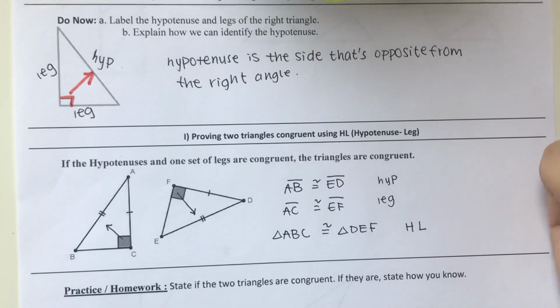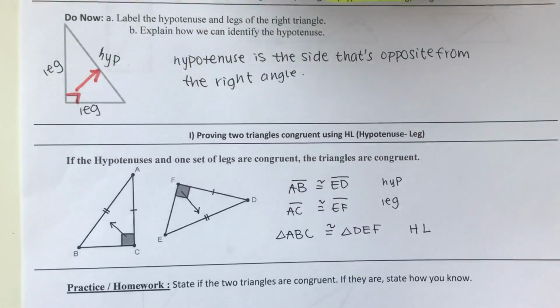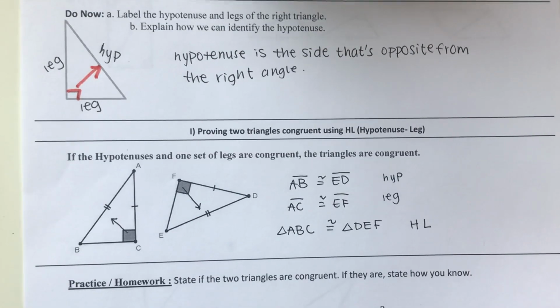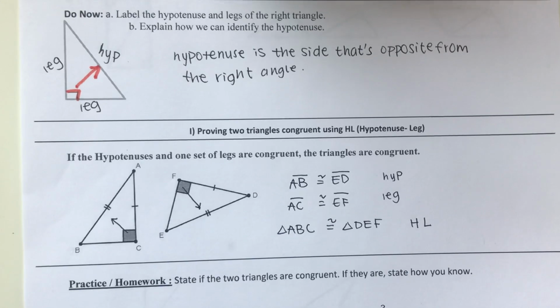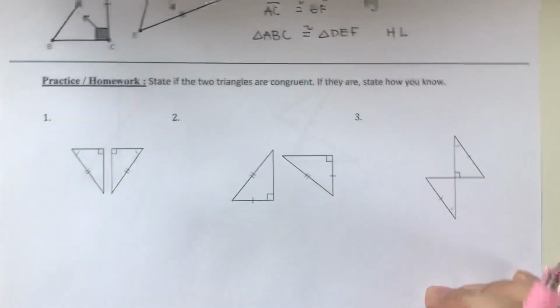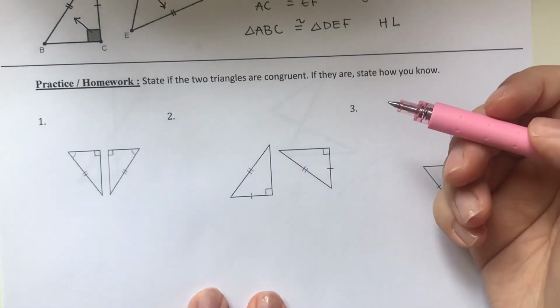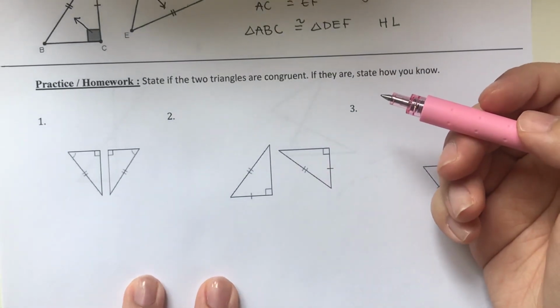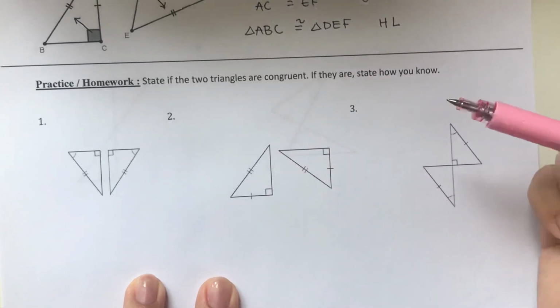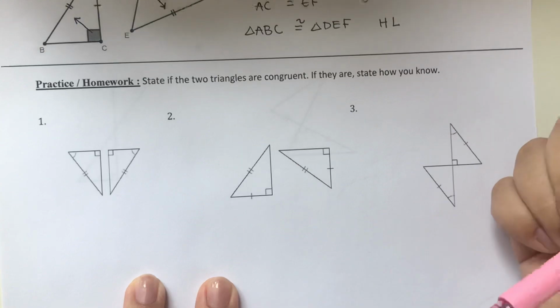Not bad, pretty easy. I'm going to go over two questions from today's lesson. The rest are for homework, okay? The first one that I want to go over is number 2. Number 2 is right here. All right, let's look at it. I need to prove whether these two triangles are congruent. If they are, how do you know?